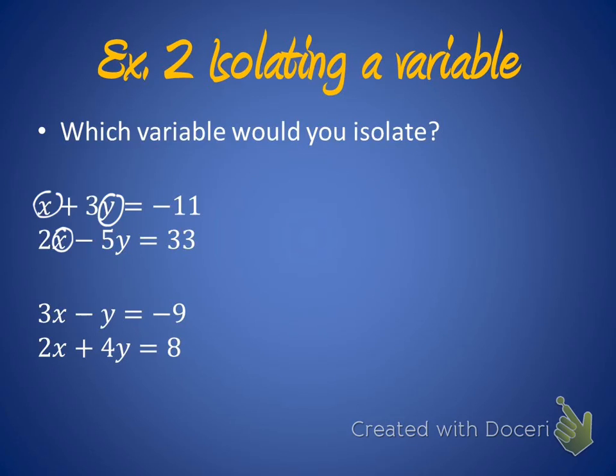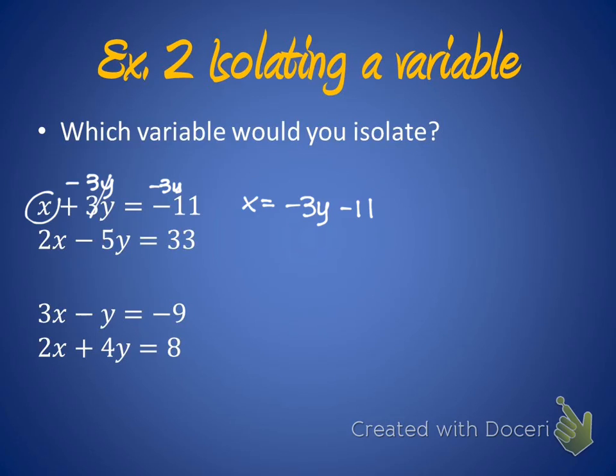The easiest one to isolate is usually the variable that you don't see anything in front of. Now, technically, we know that there would be a 1 there, but we don't see it. So it makes it easier to isolate. So which one of these variables would be the easiest? X in the first equation. Because what would I need to do to get it alone? Subtract 3y. And I would get x equals negative 3y minus 11.